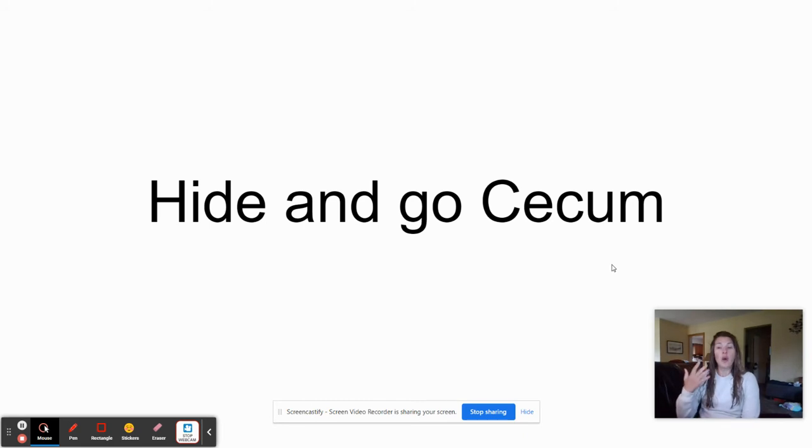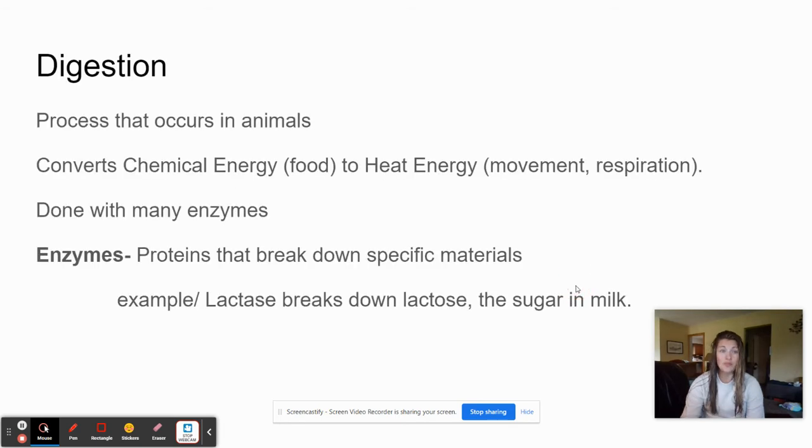Okay. So, when we're talking about these different animals that consume things, there are also some structures that help these animals to break down certain things. And that's why in this little note set, I have hide and go cecum. So, there is a thing called a cecum that we're going to talk about. This process of breaking down food in your body is called digestion. This is how we convert chemical energy, our food energy, into heat energy. So, that is movement, respiration, all of those different things.